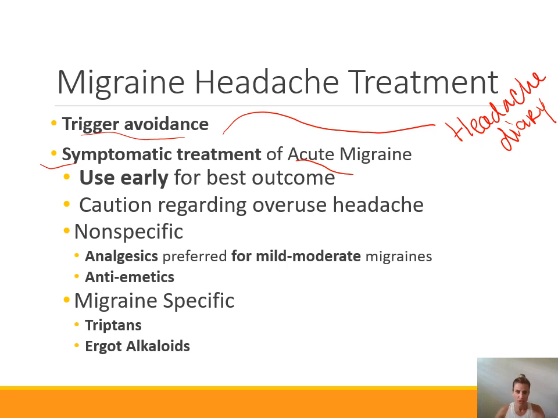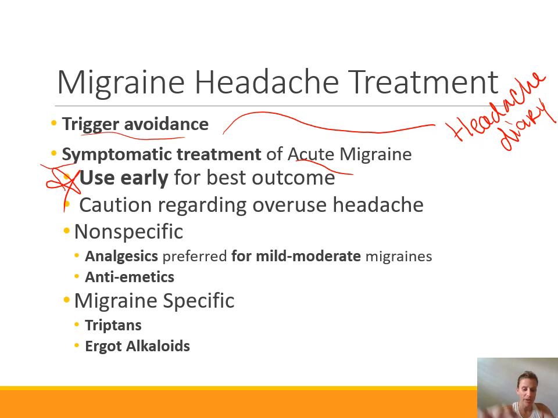Recommendations as far as symptomatic treatment: very important is to use whatever the abortive agent is quickly, to use it early. Right away when the person thinks they're getting a migraine, they take the abortive therapy. The earlier the drug is taken, the better it's going to work. And there are numerous studies that show this.